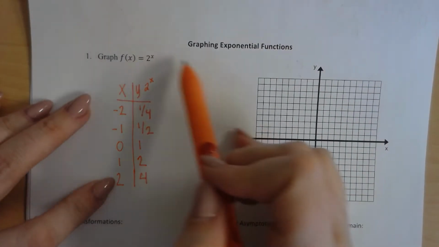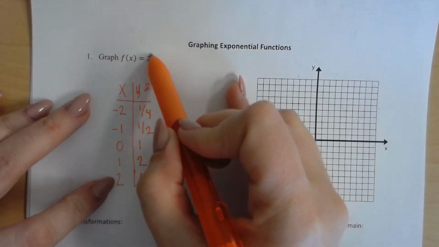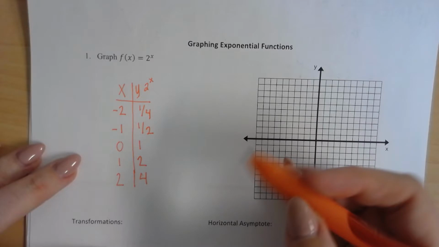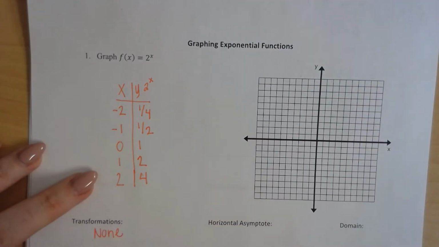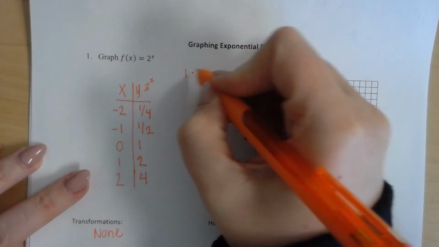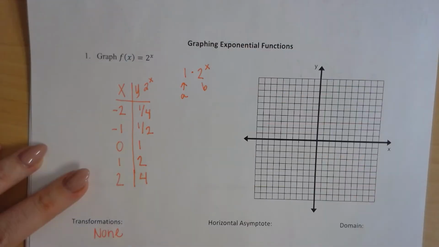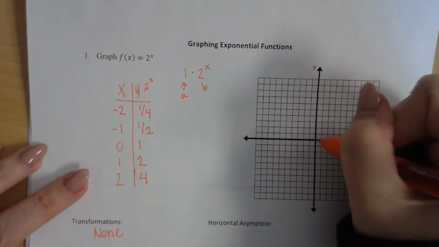Now, there's nothing else happening here, right? We don't have any addition or subtraction happening to the x's. We don't have any addition and subtraction happening out here. We also don't have any transformations in the front. So there are no transformations happening in this. Okay, this is technically 1 times 2 to the x. So a is 1 and b is 2. Okay, so that means that we can graph these.